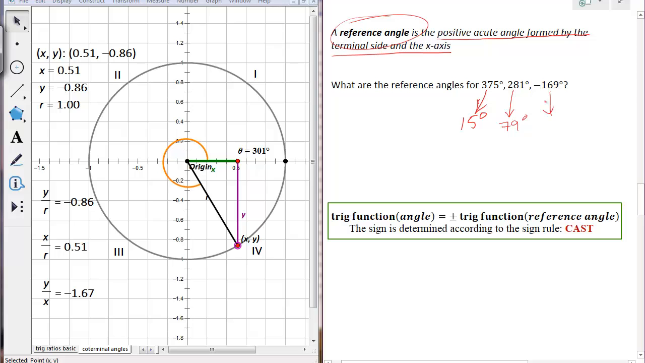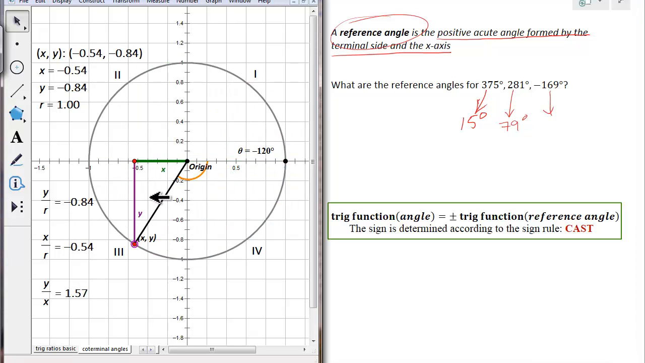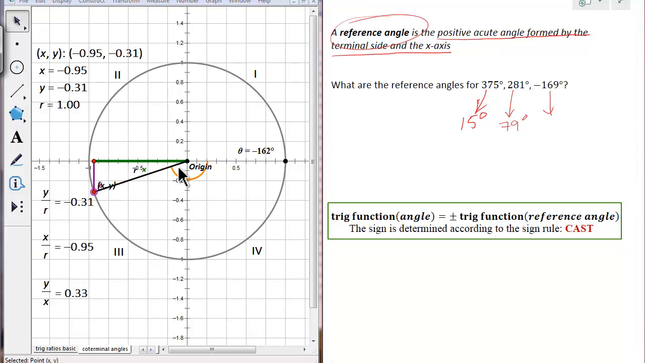And what about negative 169? Well, you've got to unwind it. So negative 180 is here, and negative 169 is in here. So that just tells us that this bit is 169, even though it's negative. So how do we find this bit? Well, we just need to take 180 minus 169, and then we get 11. So the reference angle is always positive, and it's always the little angle there that's used.